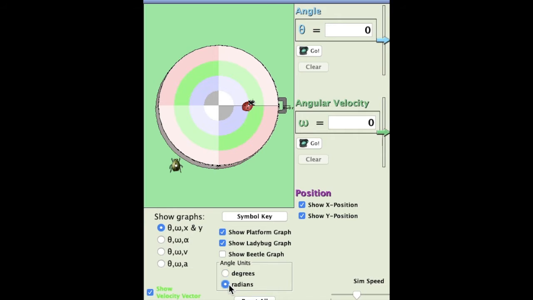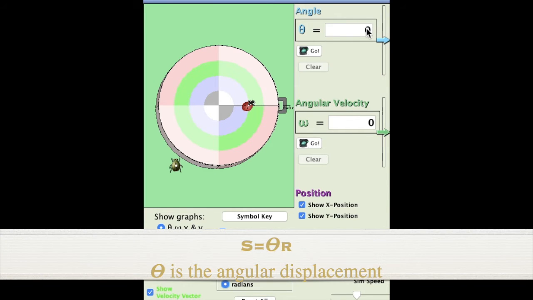If we were going to make it in radians, let's say, for example, the angle is around 3.5 radians. So we have here 0 radians. Now let's observe what is going to happen to the ladybug. From 0, the bug travels here, and therefore that is 3.5 radians.